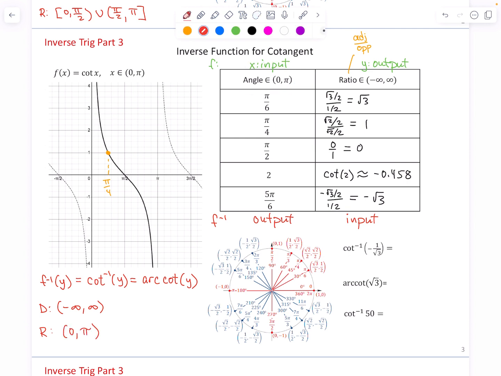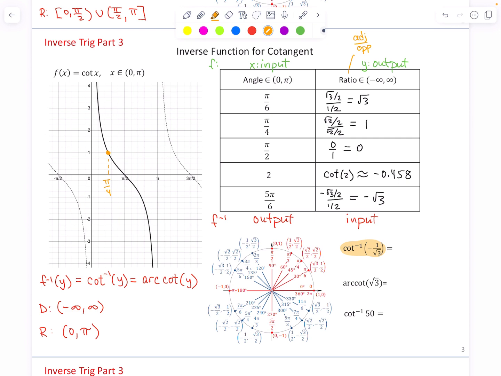Let's evaluate the arccotangent function at a few different inputs. Looking at this first one, we're trying to find an angle at which the cotangent is -1 over rad 3. Well, it's going to have to be a second quadrant angle, because in the first quadrant, cotangent is positive. In fact, all trig functions are positive in the first quadrant. And since cotangent is cosine over sine, we need to find an angle at which the first coordinate divided by the second coordinate will be -1 over rad 3.